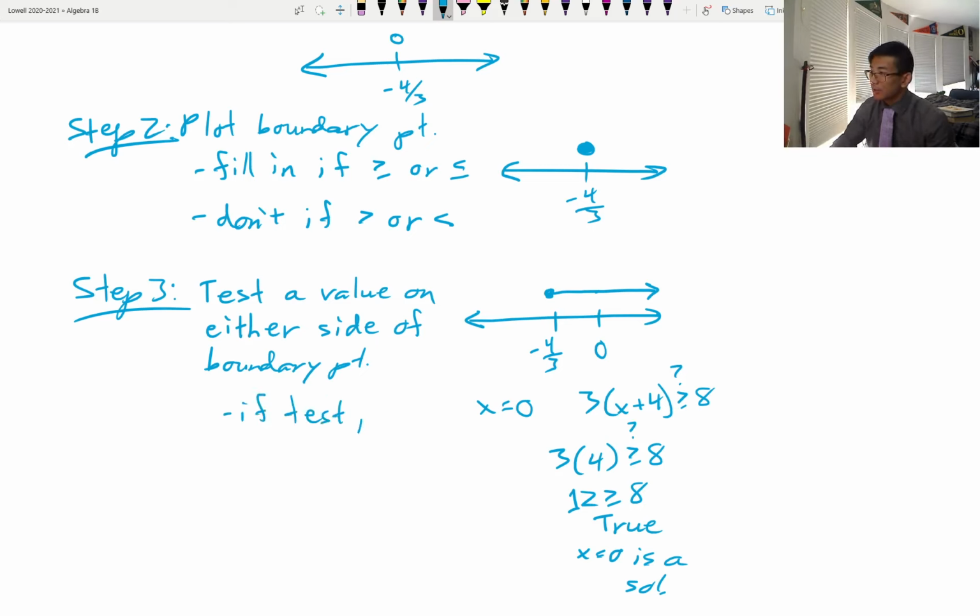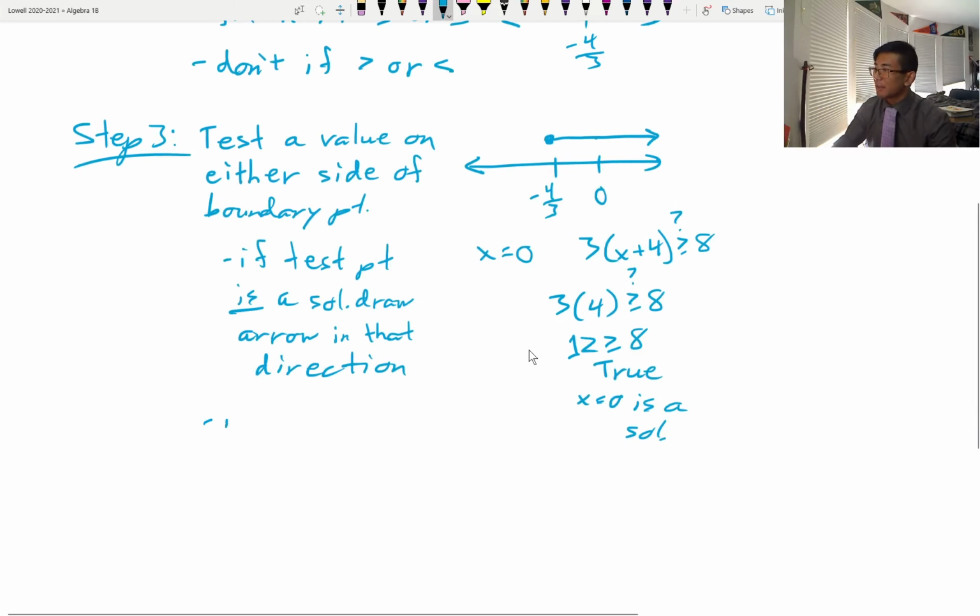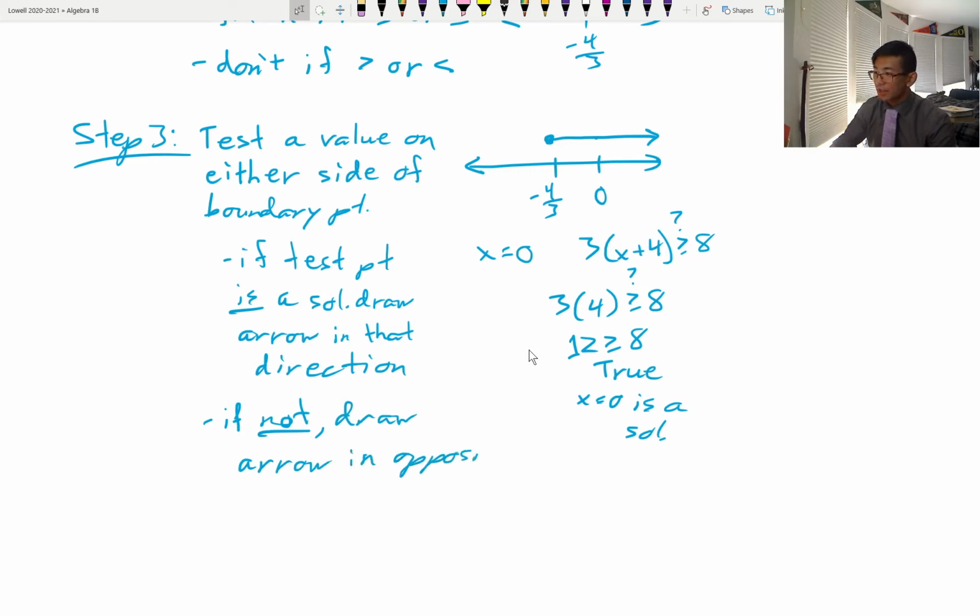If the test point is a solution, draw your arrow pointing that way, in that direction. Hopefully that makes sense. If not, you draw the arrow the other way, in the opposite direction. This is actually an interesting way of thinking about it.